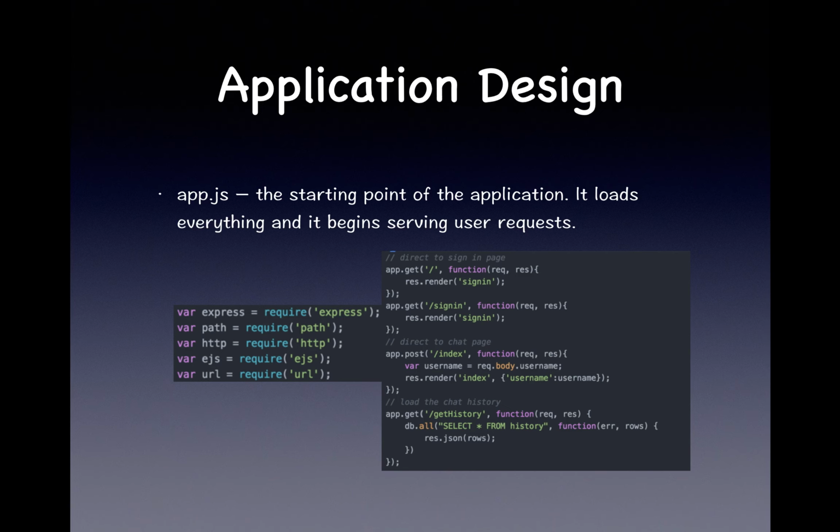At last, for the controller. Actually, I still don't understand this part of the Express framework. At first, I thought app.js is the controller of the application, but it's just the start point of the application. It loads everything and begins serving user requests. Here is part of the code to load modules and routes.